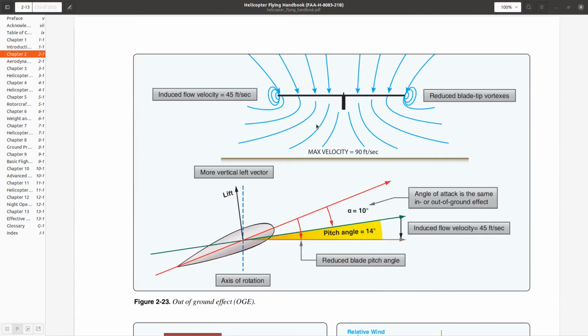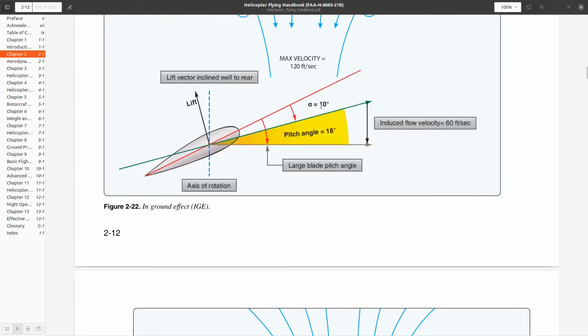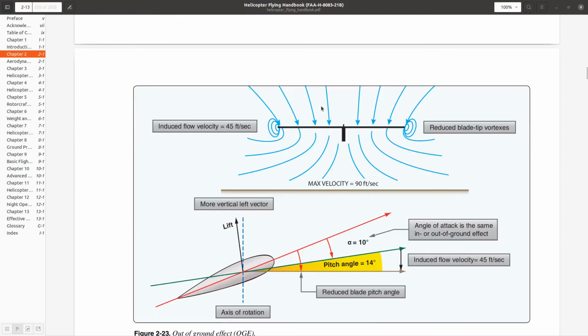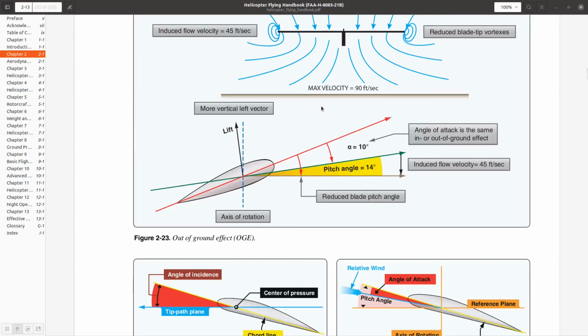Now, when you start going out of ground effect, what's going to happen? Well, now, instead of having the air be deflected, if you will, it's going to come straight down. So it's going to decrease the angle of attack, and you're not going to be as efficient.